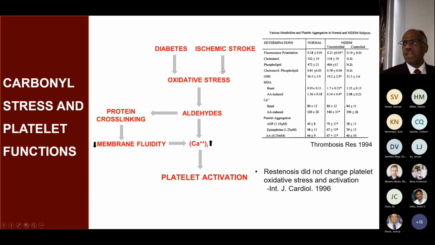And this study, showing on the upper right panel, shows that if you correct for diabetes, then several of these effects are reversible. We also looked at the effect of oxidative stress and platelet function in restenosis, but we found there was no increase in oxidative stress during restenosis, or no increase in platelet activation in the process.